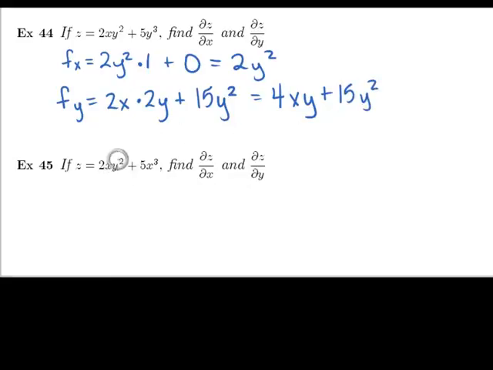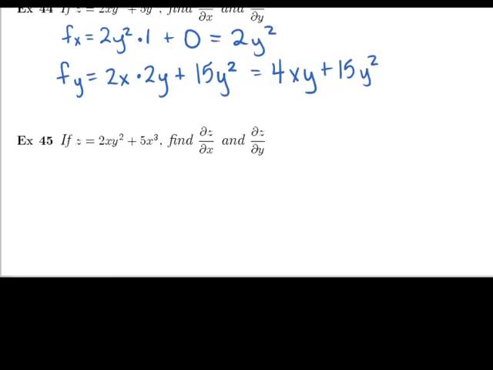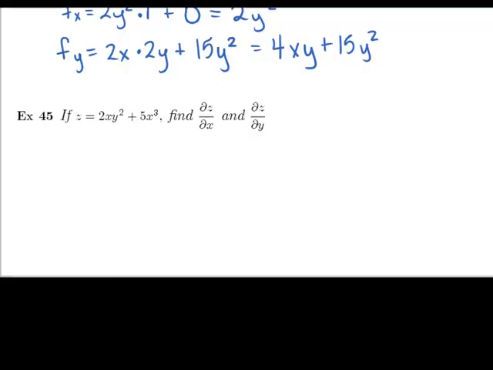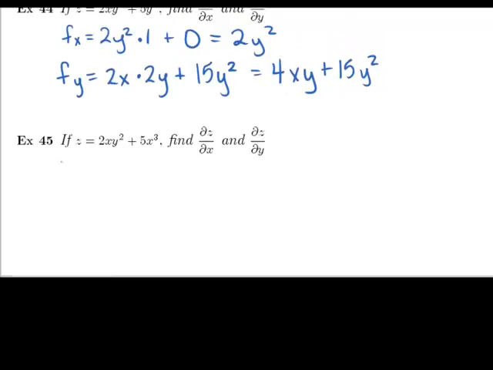So we're going to try another example. It's very similar. That first part is the same. The only difference now here is that we have 5x squared instead of 5y squared. So let's see how that changes our derivatives. In this case, we have f sub x. Again, that first part's going to be the same. We're going to end up with our 2y squared because the derivative of x is 1. Now the derivative of 5x cubed is going to be 15x squared. So this is what we end up with for our derivative with respect to x.